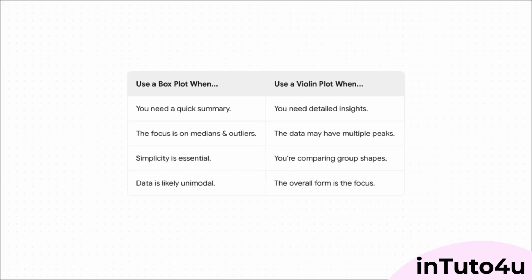So let's just break it down. Reach for a box plot when you need a quick summary, when your main focus is on the median and finding outliers, or when you just need to keep it simple for your audience. But you should grab a violin plot when you need to see the detailed shape, when you think there might be multiple peaks, or when your whole goal is to compare the form of the data between different groups.